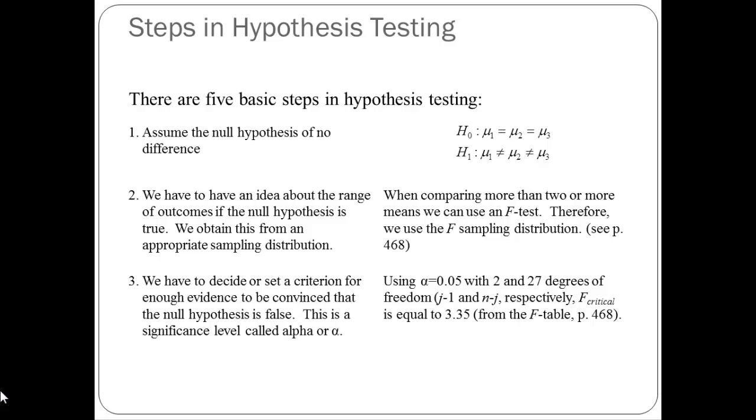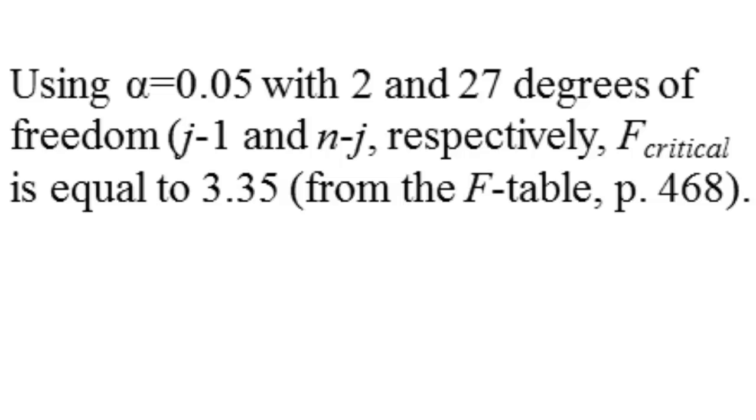Step number 3. How much evidence do we need to reject the null hypothesis? That is, how large does our calculated F statistic have to be for us to conclude that the group effect is statistically significant? We use alpha to make this decision, and in this example, I'm going to set alpha equal to 0.05.